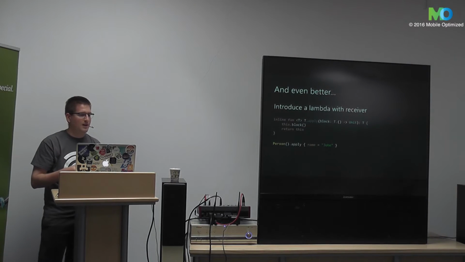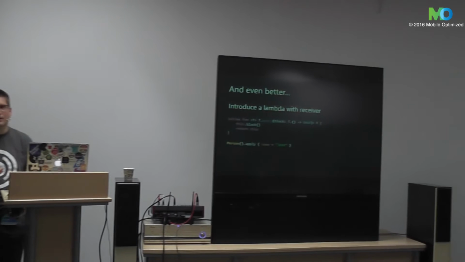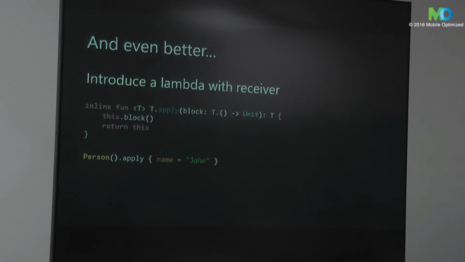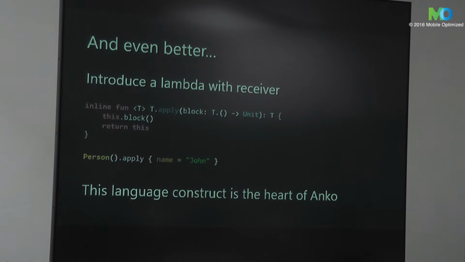And here, this construct is called lambda with receiver. You actually have the t not as a parameter but as this inside the block. So you can use the person object inside that block without writing person and without receiving it as a parameter, but it is just a receiver in that lambda. And this does exactly the same. Yeah. And this language construct is the heart of Anko because it makes the layout definition concise and clear and easy to follow.